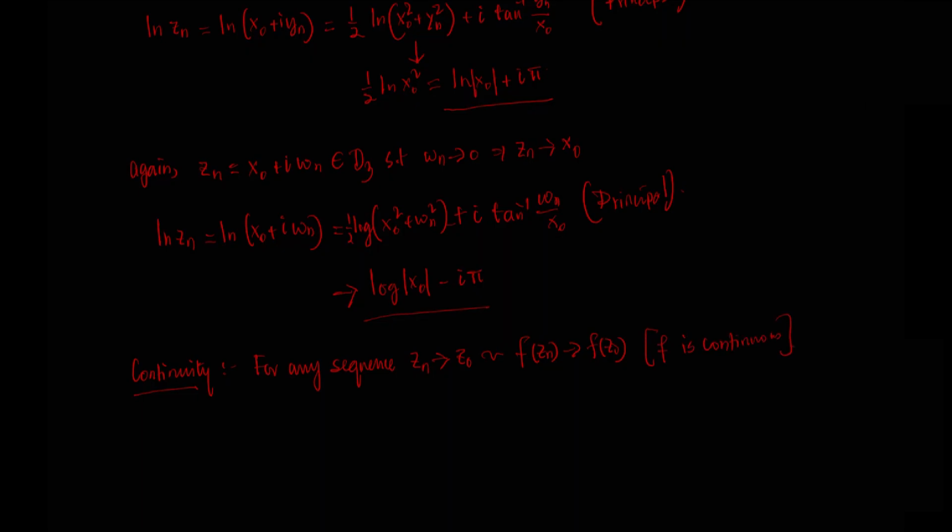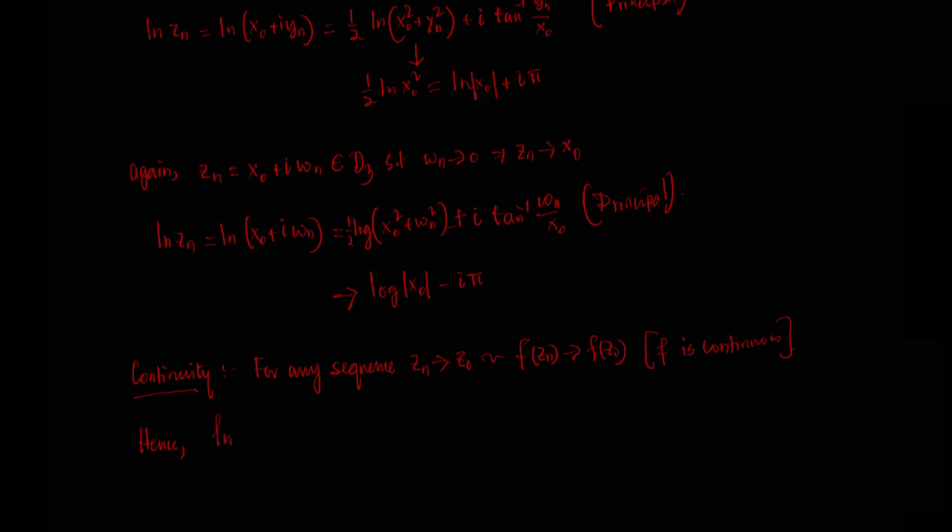But we have shown that there are two different sequences which converge to the same Z naught, but f of Zn does not converge to f of Z naught. Here it goes to plus I pi, here it goes to minus I pi. So in this case, this function is not going to be continuous. Hence log Z is not continuous.